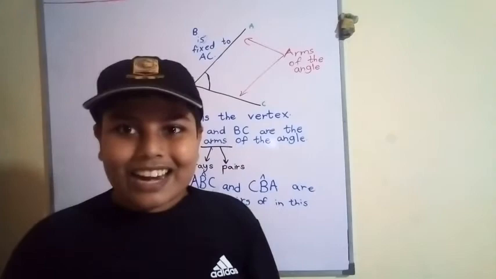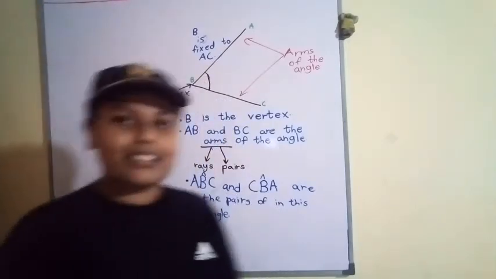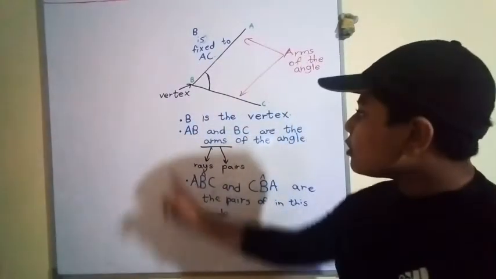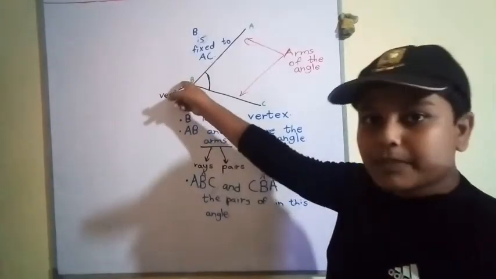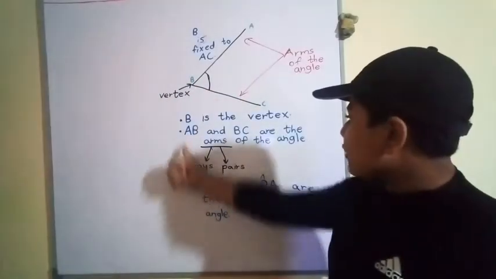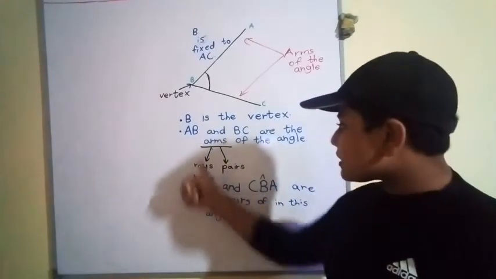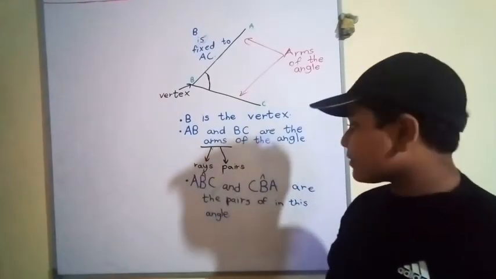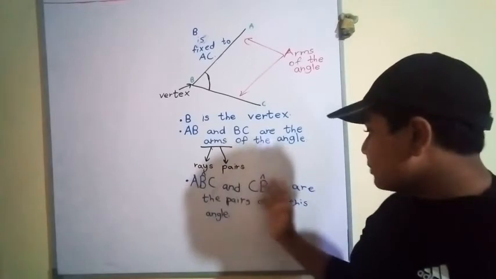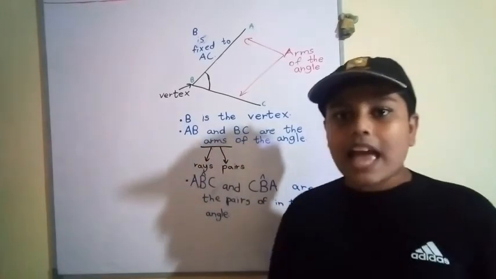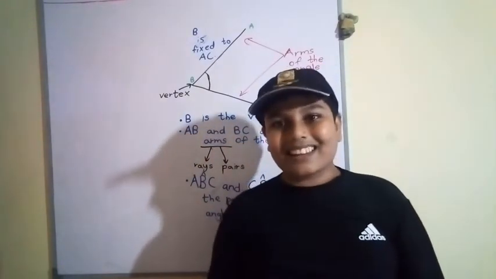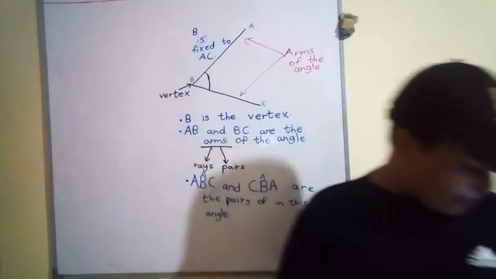Yes, now you can name this like this. B is the vertex. AB and BC are the arms of the angle. You can name these as rays or pairs. ABC and CBA are the names of this angle. You can get it like this.